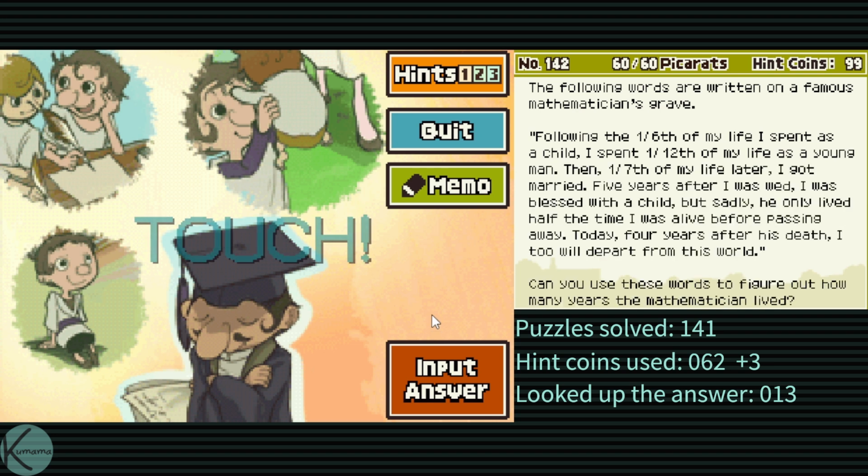Following the 1/6 of my life I spent as a child, I spent 1/12 of my life as a young man. Then 1/7 of my life later, I got married. 5 years after I was wed, I was blessed with a child, but sadly, he only lived half the time I was alive before passing away. Today, 4 years after his death, I too will depart from this world. Can you use these words to figure out how many years the mathematician lived?